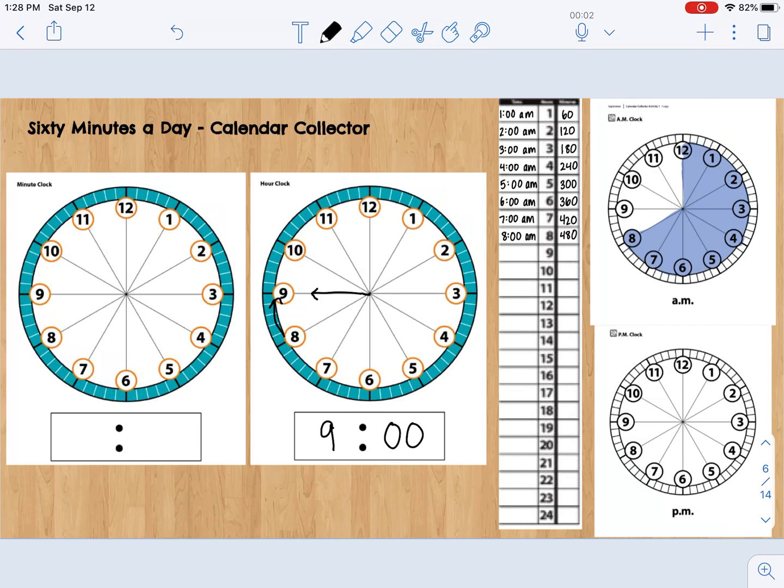On my minute clock, I'm going to draw my long minute hand because my minute hand is usually longer. And I'm going to draw it all the way up to 12, which is just 0 minutes or o'clock. So now I'm going to write that in on my chart. I am now at 9 a.m.